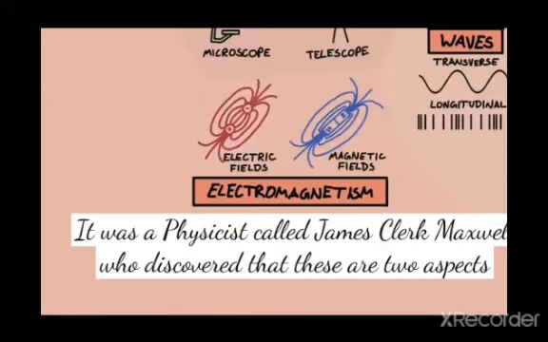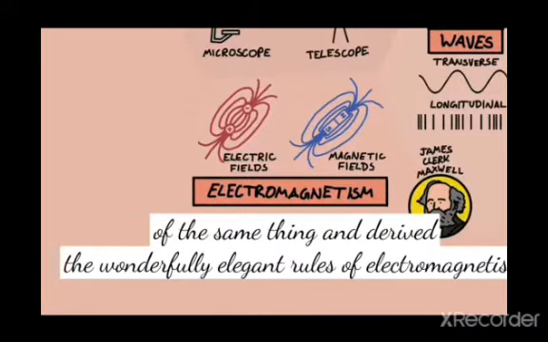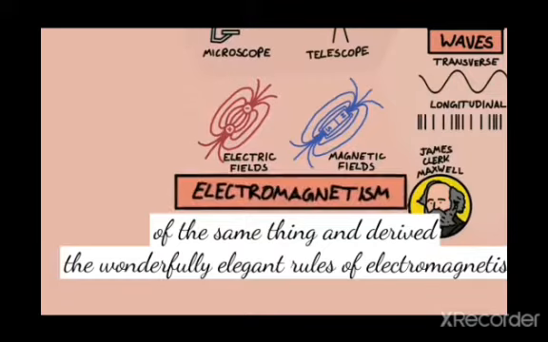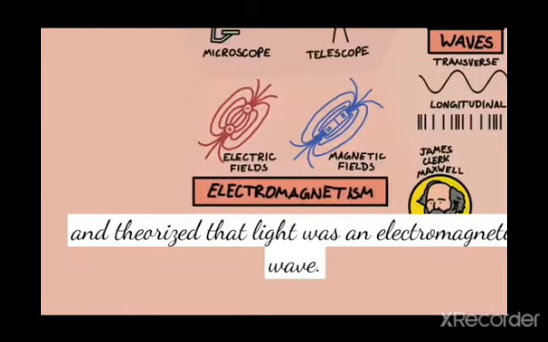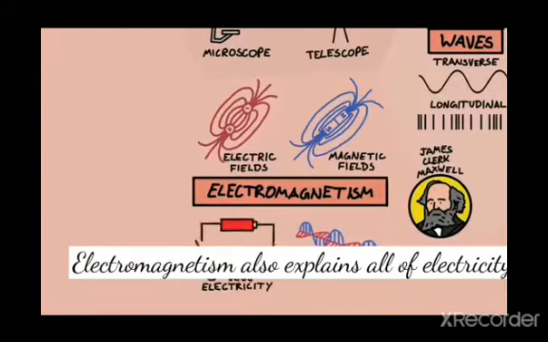It was a physicist called James Clerk Maxwell who discovered that these are two aspects of the same thing, and derived the wonderfully elegant rules of electromagnetism, and theorized that light was an electromagnetic wave. Electromagnetism also explains all of electricity.